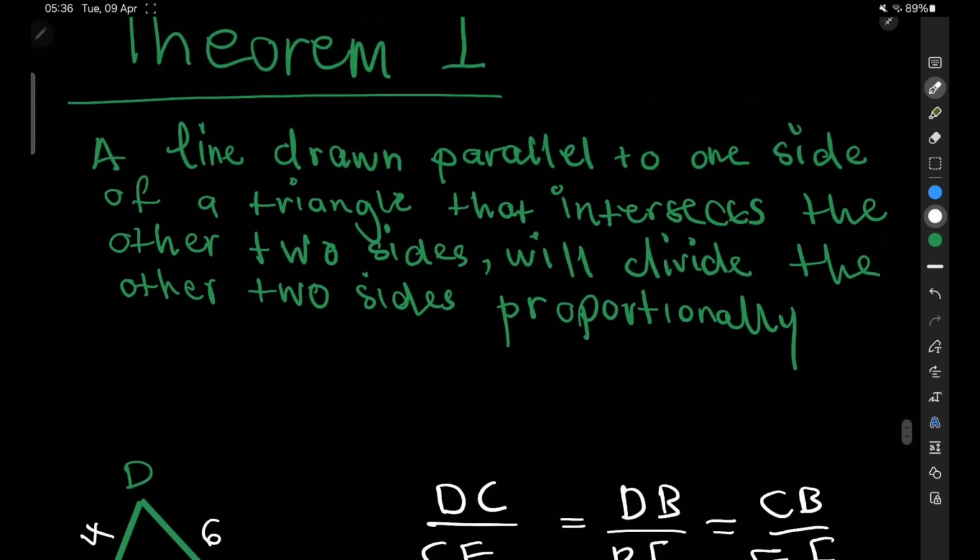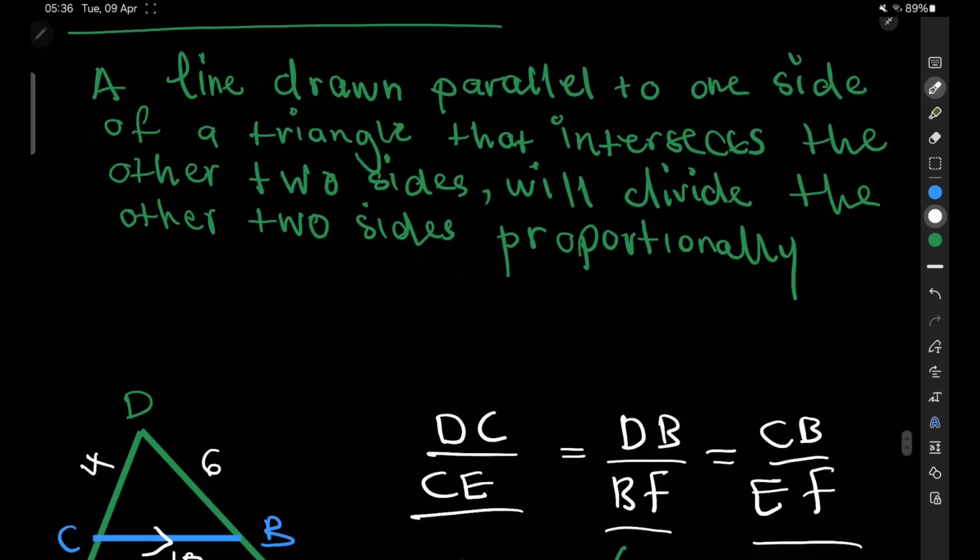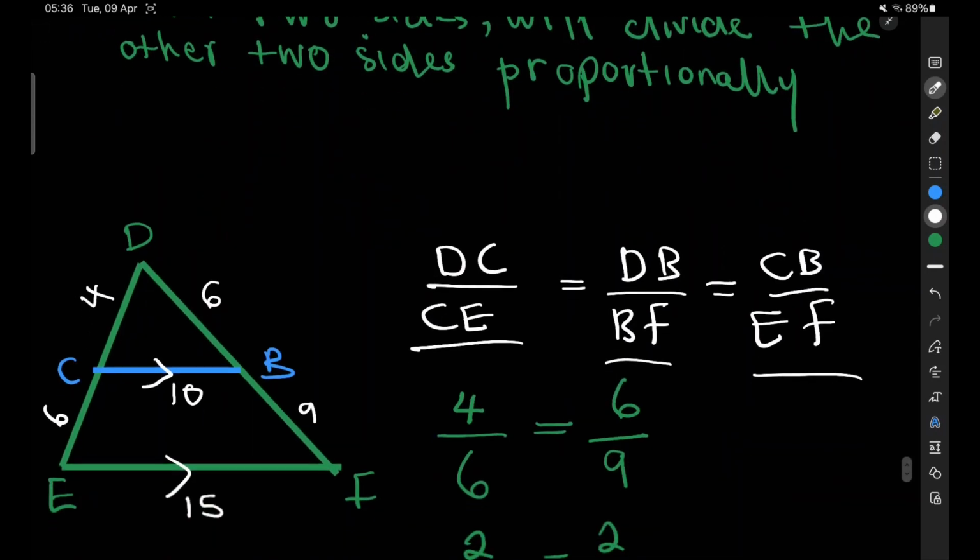And to go back to it, it says that a line drawn parallel to one side of a triangle that intersects the other two sides will divide the other two sides proportionally. It will divide them proportionally. Okay, and the converse of that theorem basically states that if a line divides two sides of a triangle proportionally, then that line is parallel to the third side.